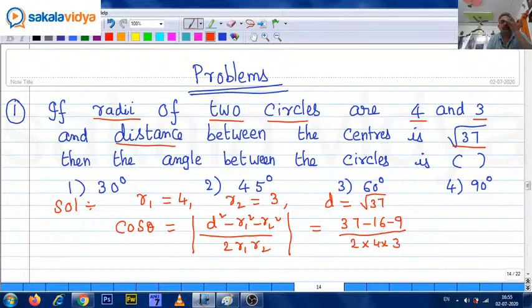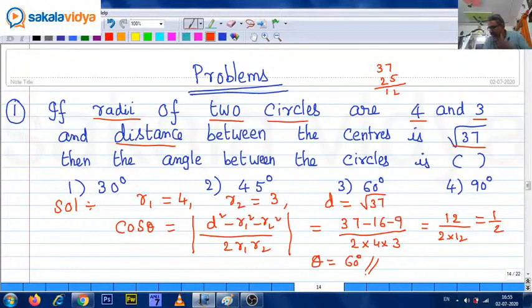So you are getting a positive value, you remove the modulus sign, no problem. 37 minus 25, how much will you be getting? 12. So 12 upon 2 times 12, that's equal to 1 by 2. Therefore, theta is equal to 60 degrees. Am I correct now? So we have the third option as the right option.